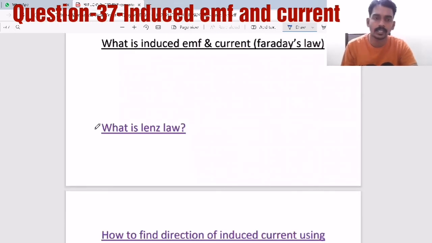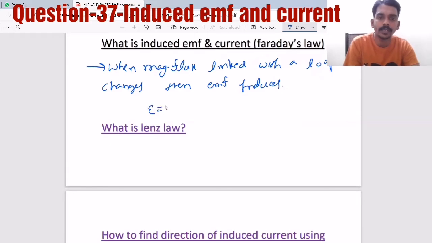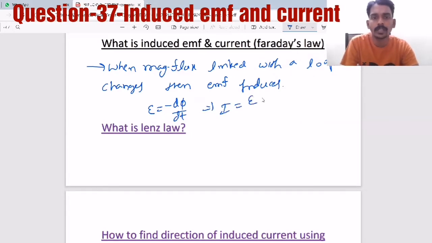Now comes Faraday's law: when the magnetic flux linked with a loop changes, then EMF is induced. That means EMF induced equals minus d phi by dt, the rate of change of magnetic flux. Then the induced current will become EMF divided by the resistance of the loop. This is what Faraday said.